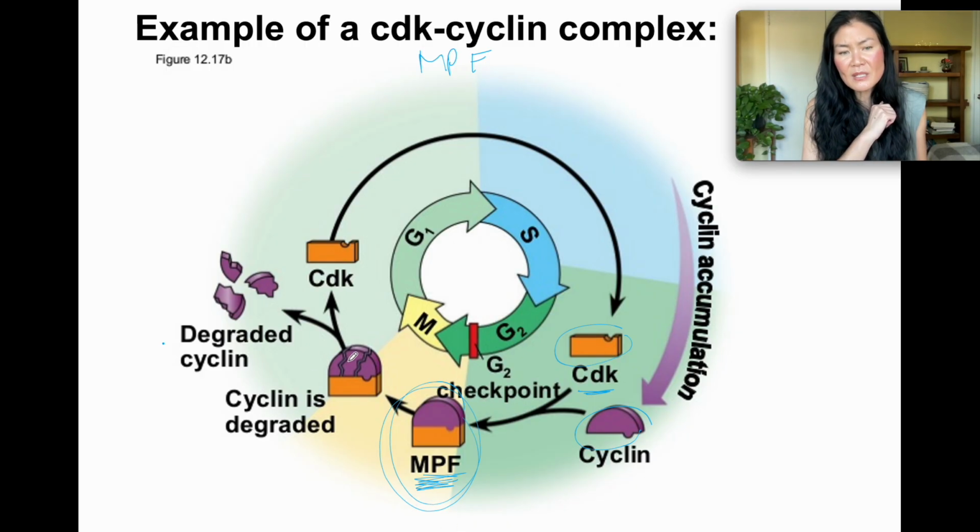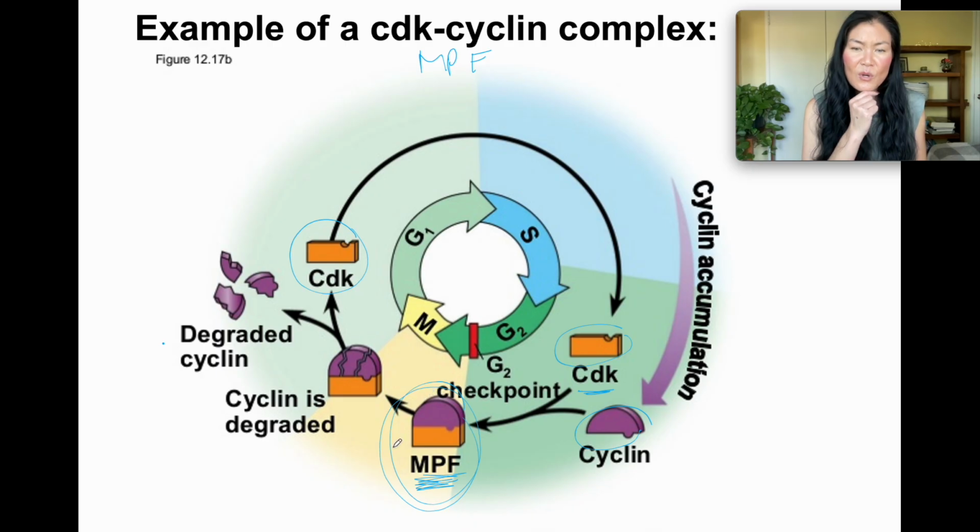And then what happens is that the cyclin is going to degrade. The cell is going to get rid of the cyclin, and all you are left with is the CDK. And that CDK by itself is not a go-ahead signal. You need the cyclin and the CDK to come together to form the complex, the CDK-cyclin complex, which is the go-ahead signal.